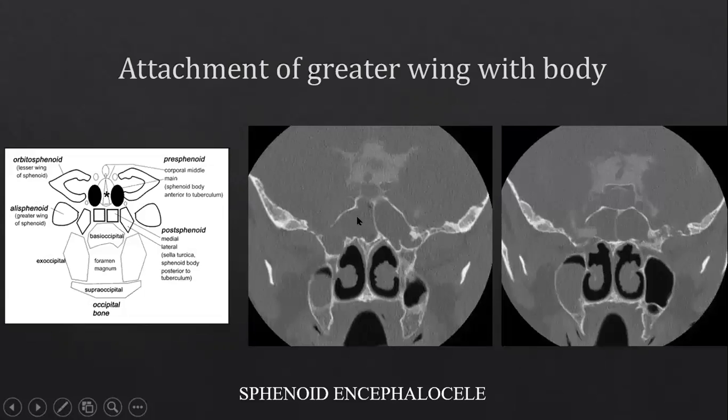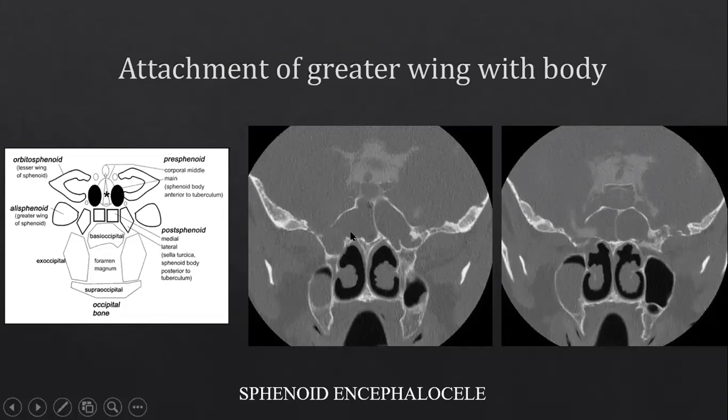The greater wing of sphenoid, as I said, is attached to the sphenoid body. So this is a person who has had recurrent meningitis, and we were evaluating the cause of the meningitis. And you can see this is the opacified sphenoid sinus. Normally it should contain air, like this maxillary sinus over here. This is a coronal view. This is a CT cisternogram.